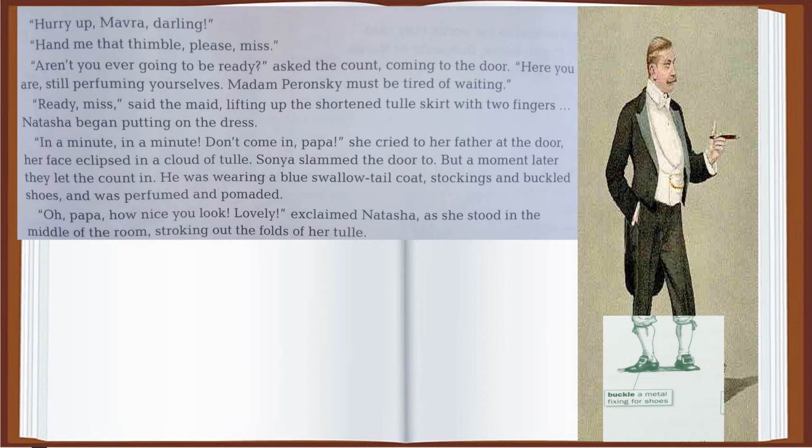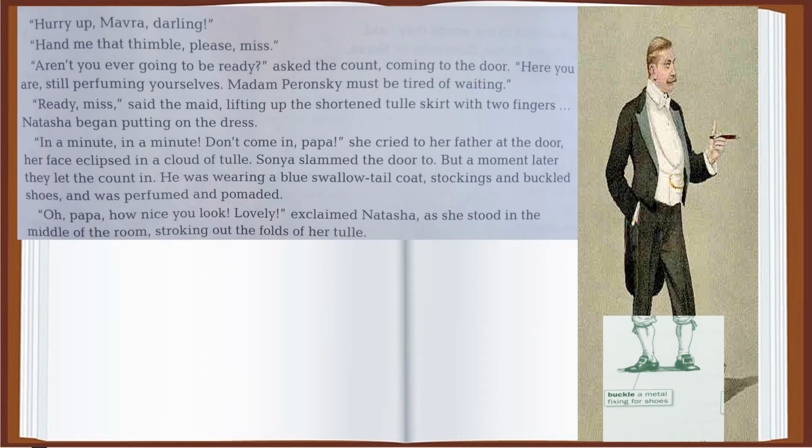Sonia slammed the door, but a moment later they let the count in. So first they prevented him from entering the room because Natasha was wearing her dress. Then they let him in. Okay? He was wearing a blue swallowtail. Now we need this picture to clarify what her father was wearing. He was wearing a blue swallowtail coat. This is a type of suit whose back is longer than the front part.